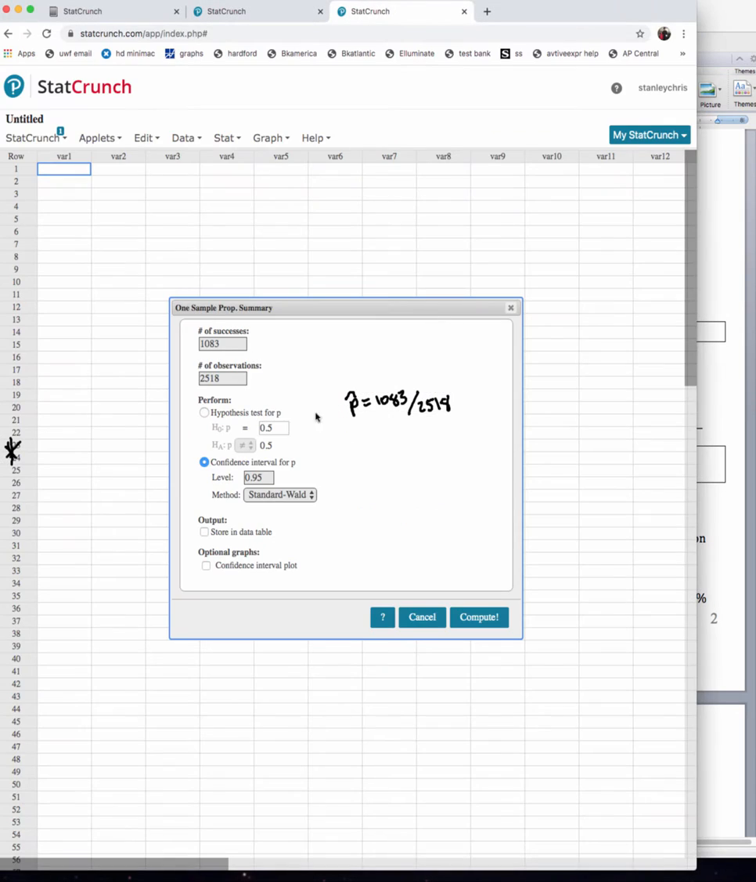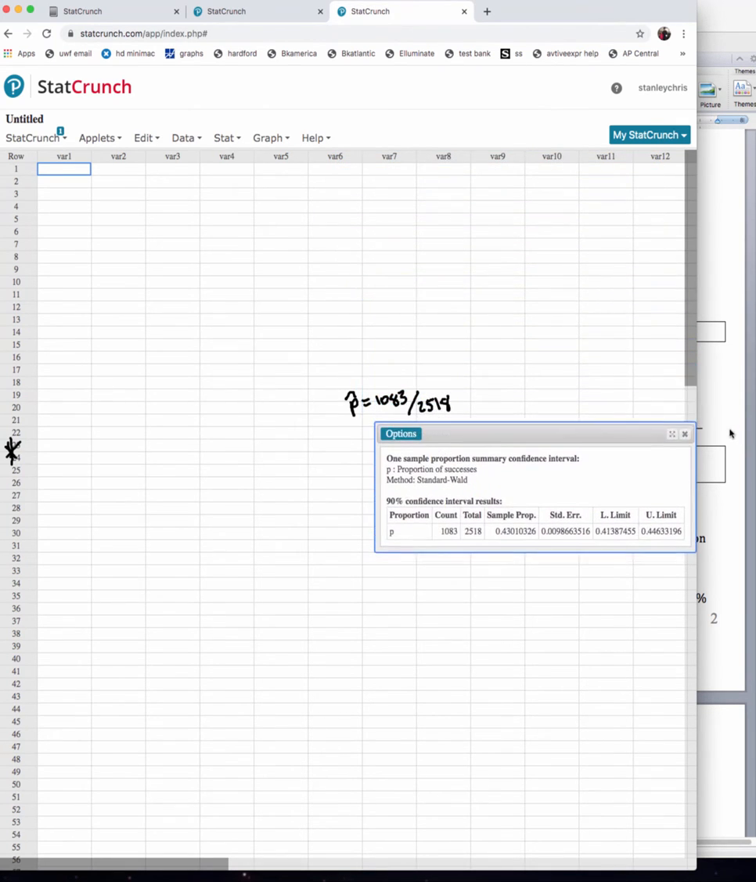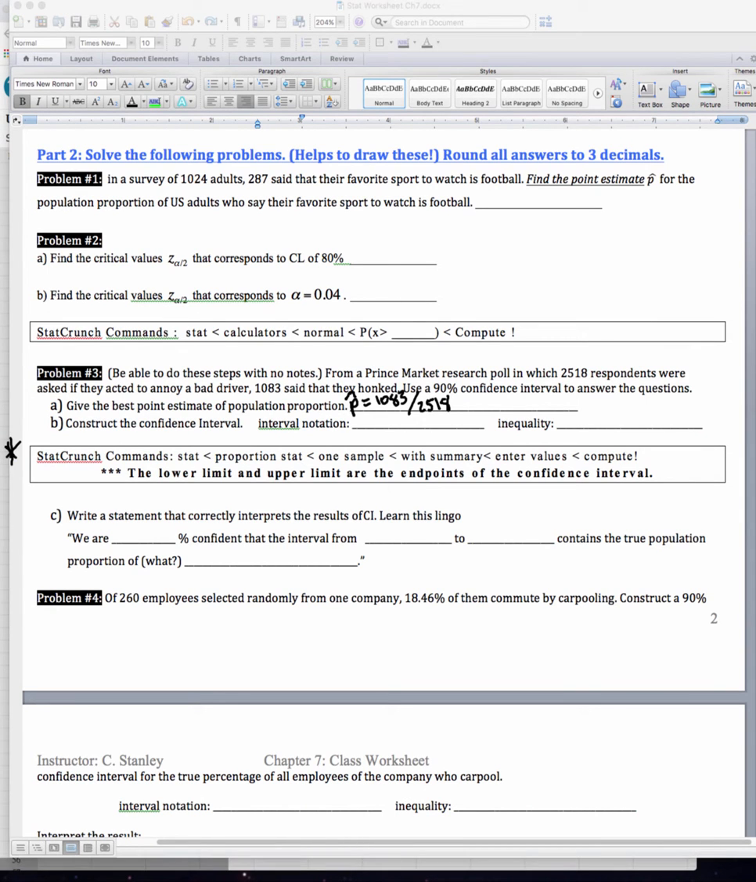Click the confidence interval, and I don't remember what confidence level they wanted. So we want to change this 0.95 to a 0.9. You can put a 0, you don't need the 0, and that's all you need to do. And you hit compute, and it gives me it right here. It gives me the lower and the upper. So I'm not gonna drag it out. 0.41 to 0.45. I usually round it a little bit more. This is interval notation. 0.41 less than or equal to p, less than or equal to 0.45. So that's the difference.